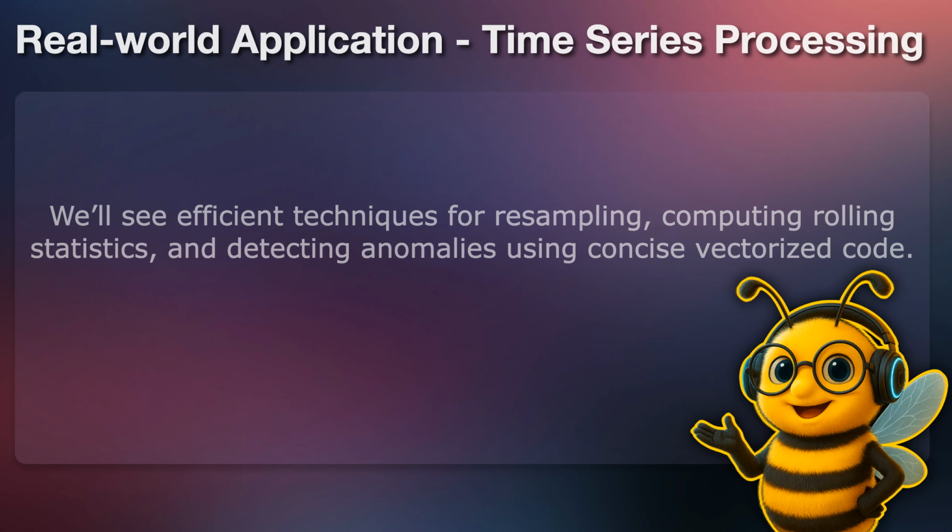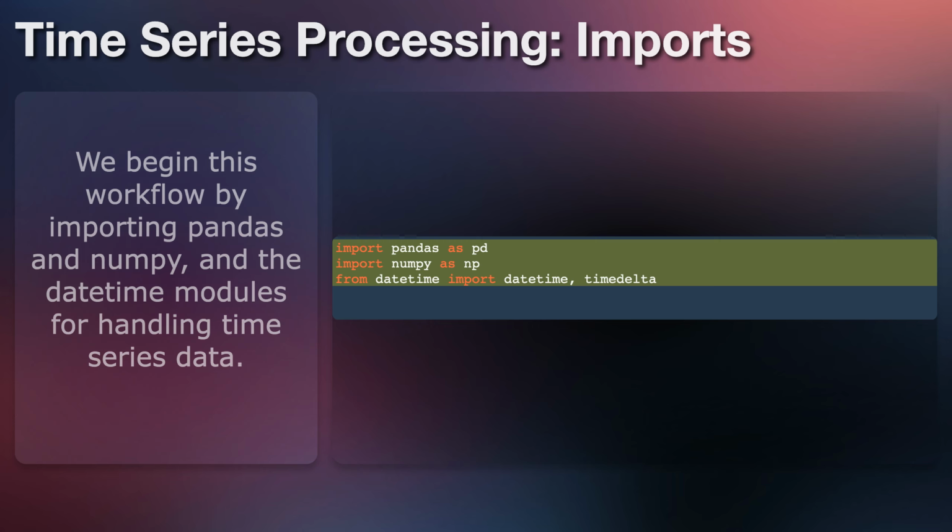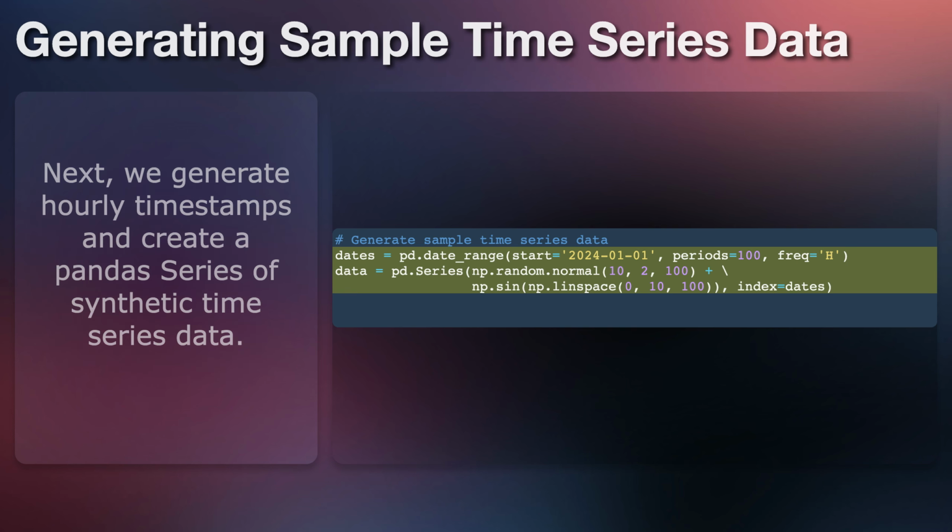We'll see efficient techniques for resampling, computing rolling statistics, and detecting anomalies using concise vectorized code. Let's see how several Python one-liners can be combined for a powerful and efficient time series analysis workflow. We begin this workflow by importing pandas and NumPy and the datetime modules for handling time series data. Next, we generate hourly timestamps and create a pandas series of synthetic time series data.